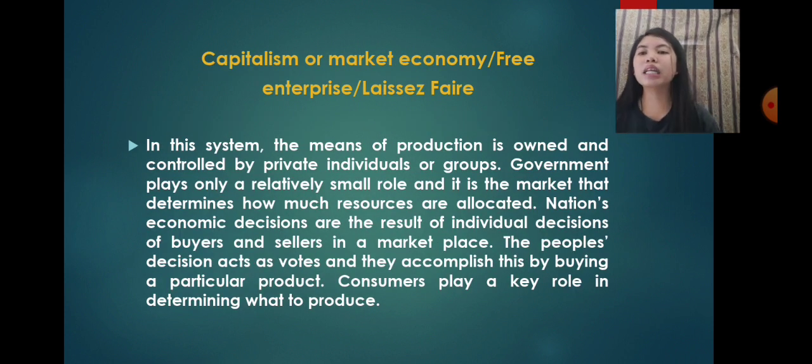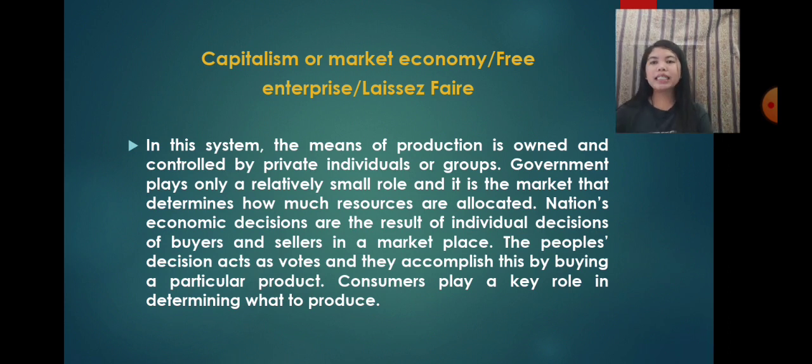So next is capitalism or market economy. So free enterprise by laissez-faire. In this system, the means of production is owned and controlled by private individuals or groups. Government plays only a relatively small role, and it is the market that determines how resources are allocated. A nation's economic decisions are the result of individual decisions of buyers and sellers in a marketplace. The people's decisions act as votes, and they accomplish this by buying a particular product. So consumers play a key role in determining what to produce.